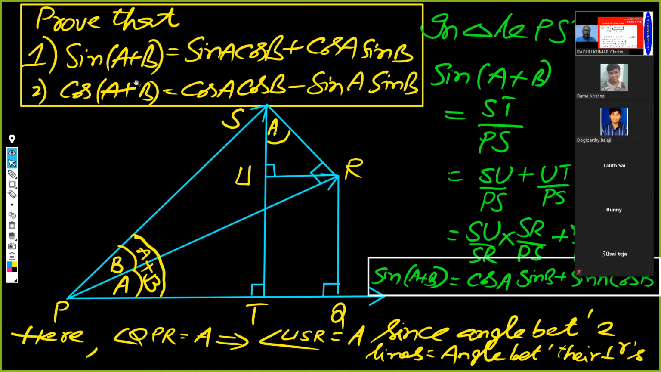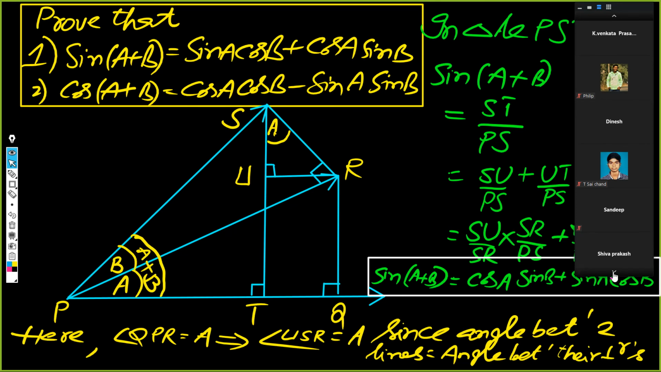First one. Sin of A plus B is equal to sin A cos B plus cos A sin B. Yeah. Sai Teja, respond. I have to prove the next one. Read the first one. Venkat Prashant, read the first one. Sin of A plus B is equal to sin A cos B plus cos A sin B.